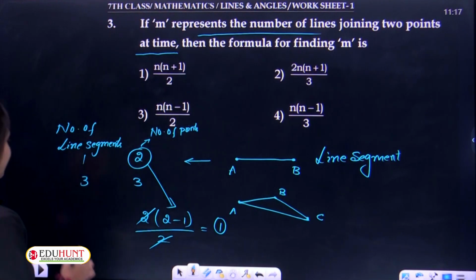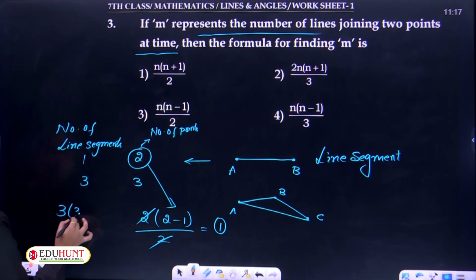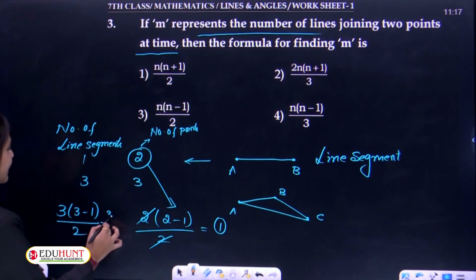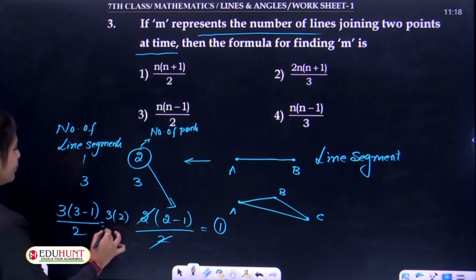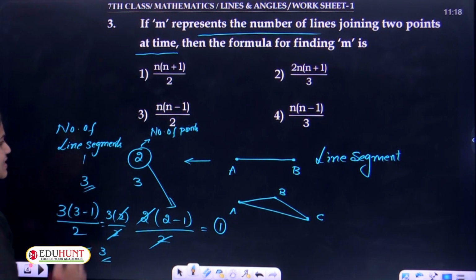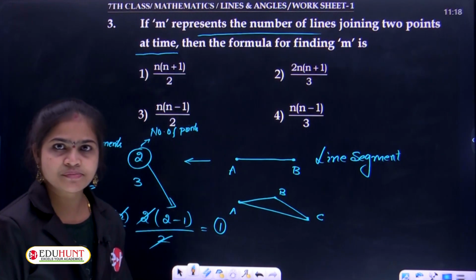Apply the same condition here. 3 into 3 minus 1 by 2. Here 3 into 3 minus 1 is 2 by 2. Again 2 and 2 get cancelled. Here we have 3 line segments. Did you get it?